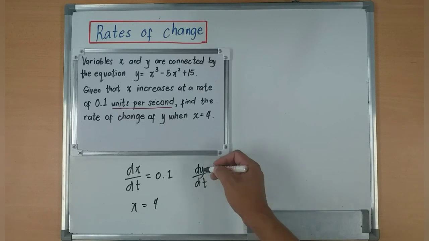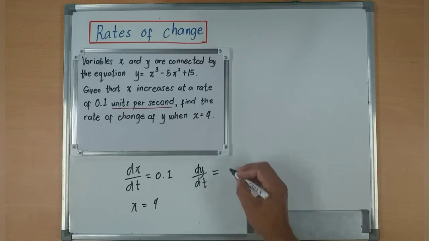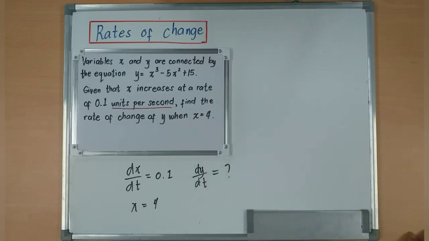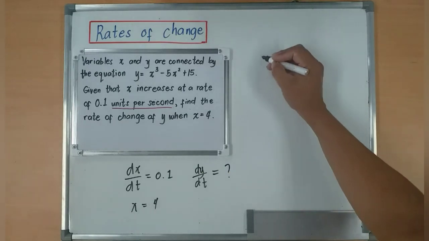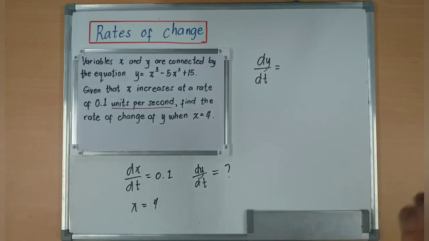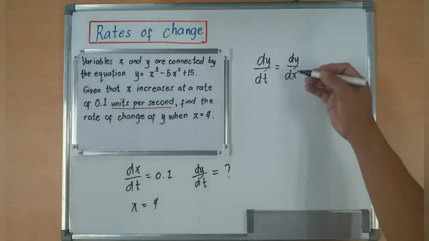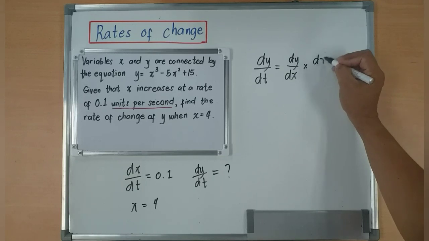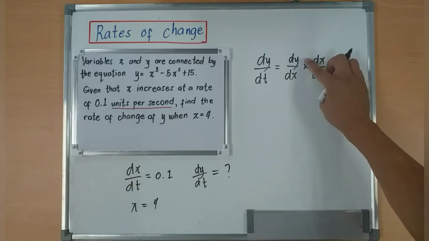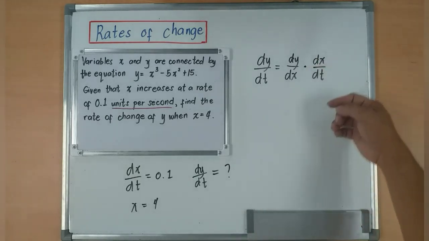That is basically what you are looking for. To look for this, I need to do a little bit of algebra. dy over dt can be found by multiplying dy over dx and dx over dt. Let's just put a dot, which also means multiply: dy over dx times dx over dt.